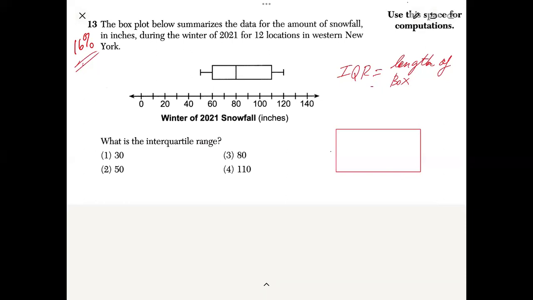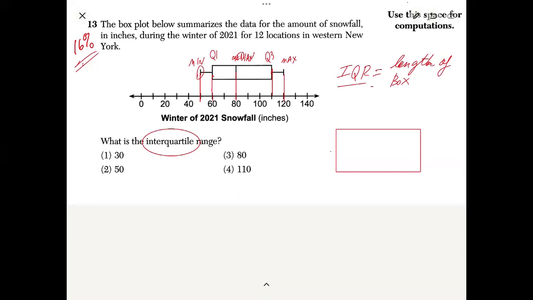So the first thing is, this is the minimum. This is quartile 1. This is the median, or some people will call it quartile 2. And this right here is quartile 3, and this is the max. So the minimum is 50, the maximum is 120, quartile 1 is 60, the median is 80, and quartile 3 is 110.